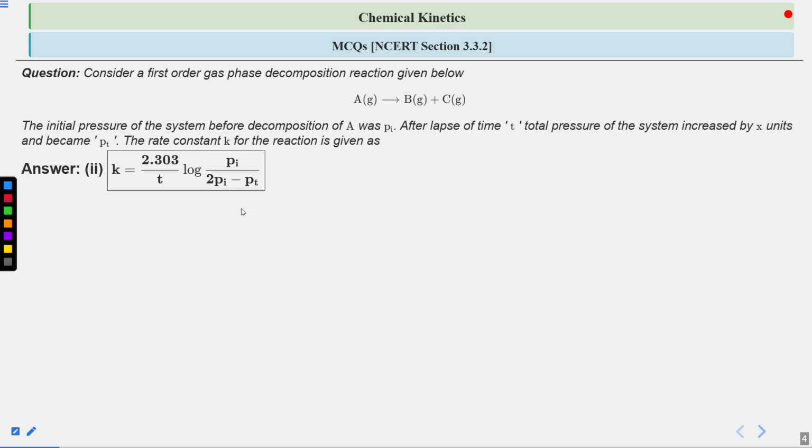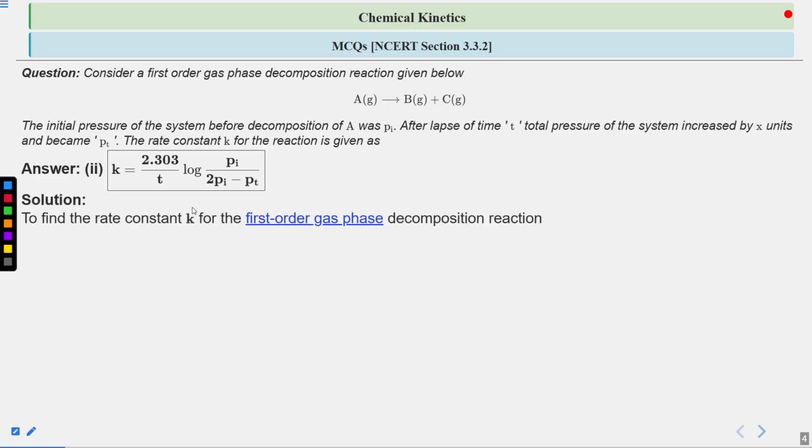Now let's see how we will get it. To find the rate constant K for the first order gas phase decomposition reaction, A in the gaseous form converts to B in the gaseous form plus C in the gaseous form. So B and C are products, A is a reactant, and this is a first order gas phase decomposition reaction.